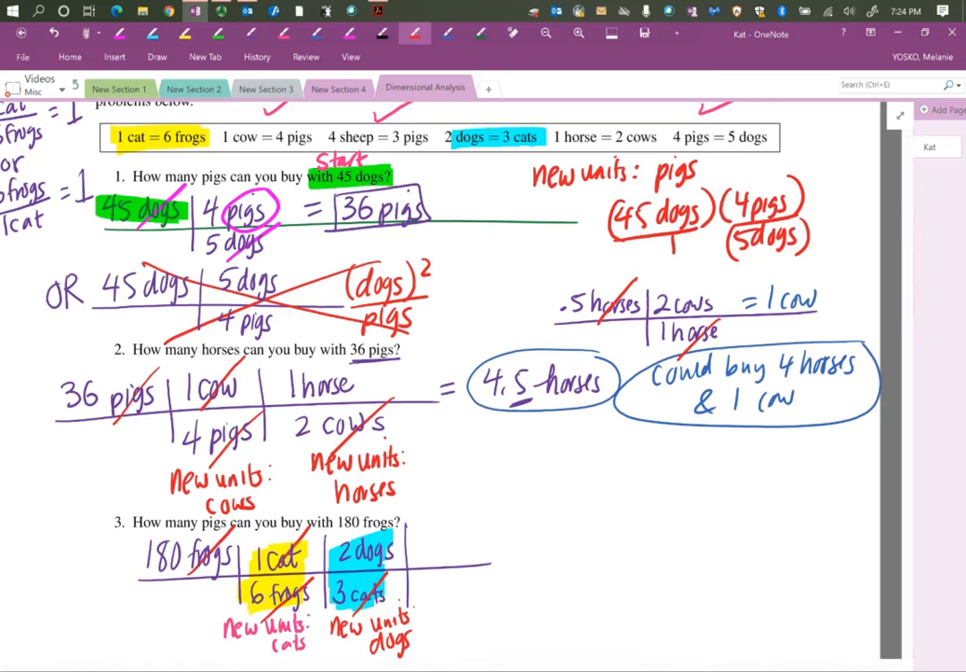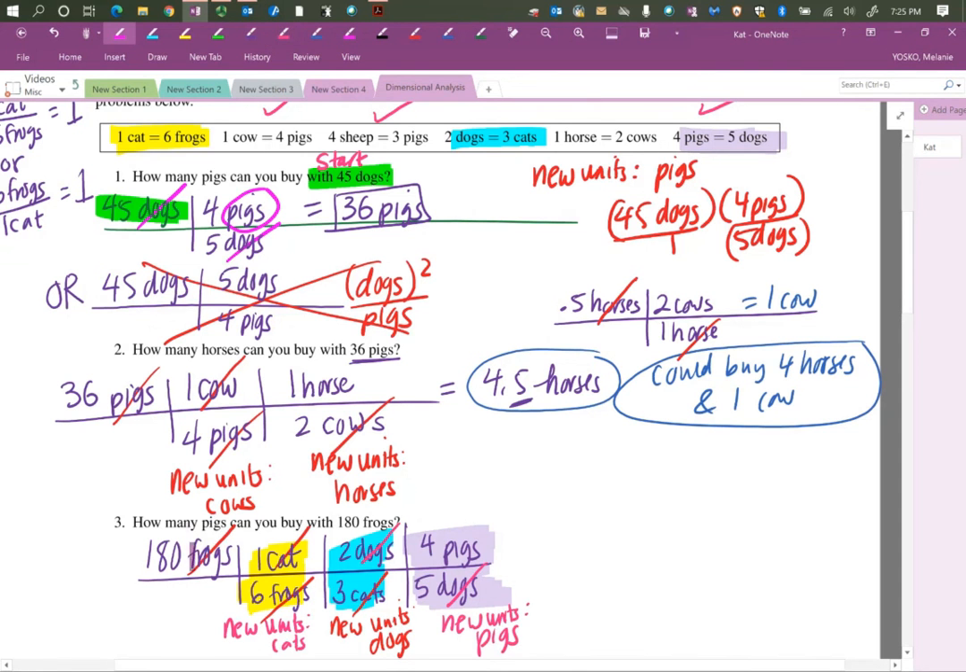So now I know that 4 pigs is the same as 5 dogs. Okay. 4 pigs is the same as 5 dogs. I'm going to put that right here. Which one goes in the denominator? I have dogs here in the numerator, so I need dogs in the denominator. So 5 dogs is the same as 4 pigs. Dogs in the numerator cancel with this dogs in the denominator. What are the new units? Pigs. Isn't that what I was trying to find?